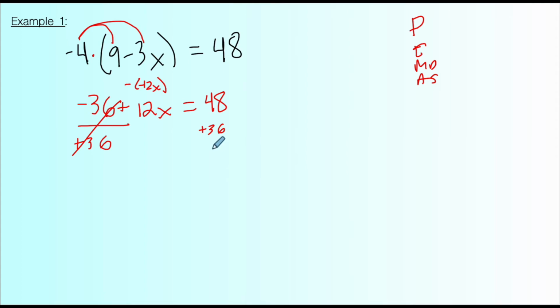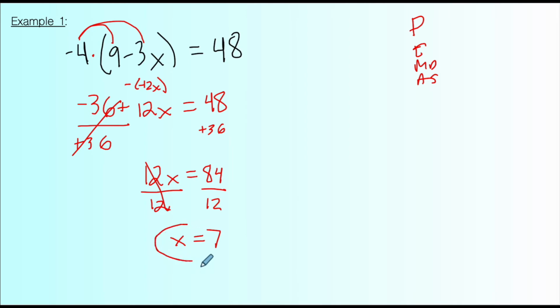So now the leftover part on the left side of the equation is 12x. And on the right-hand side of the equation, I've got 84. And now this is an easy finish. 12 times x, divide by 12. That's the inverse of multiply, so divide by 12. So x is going to be equal to 7, positive 7. And that's the solution to this equation.